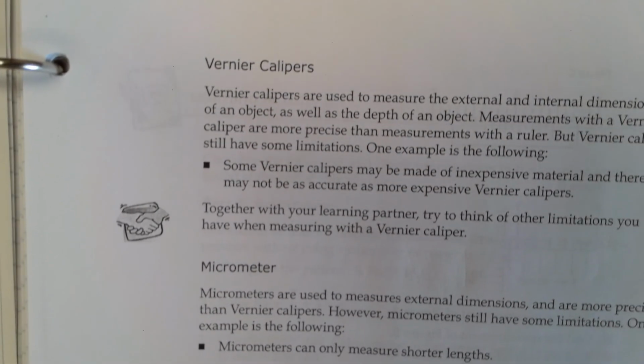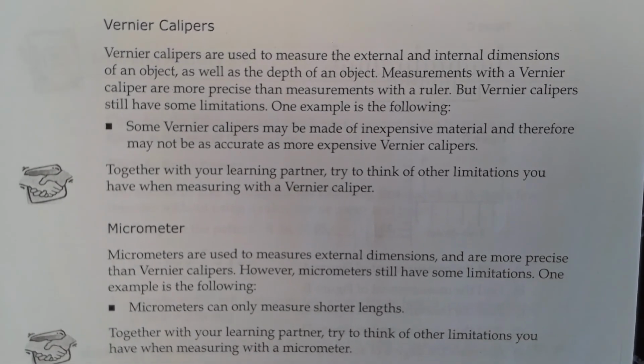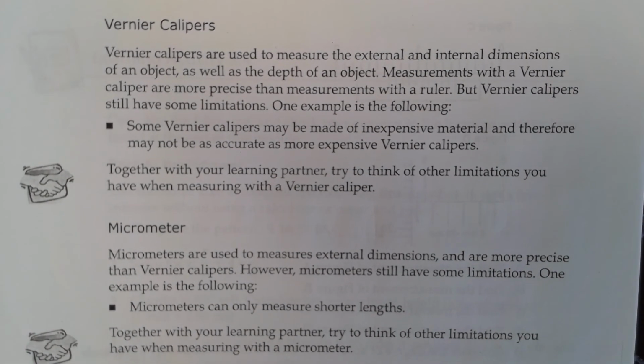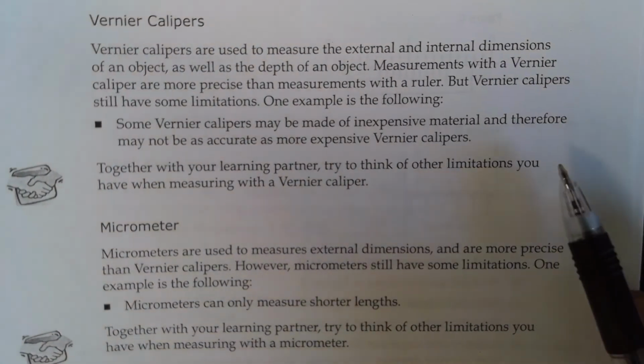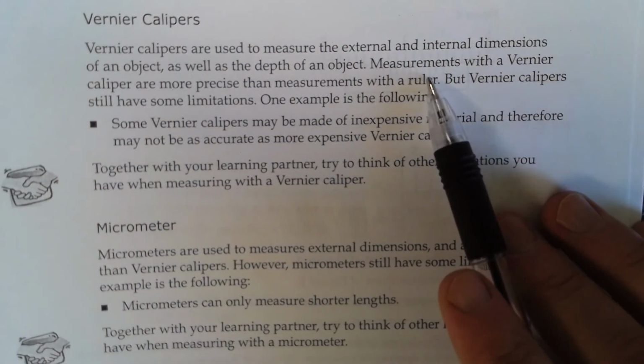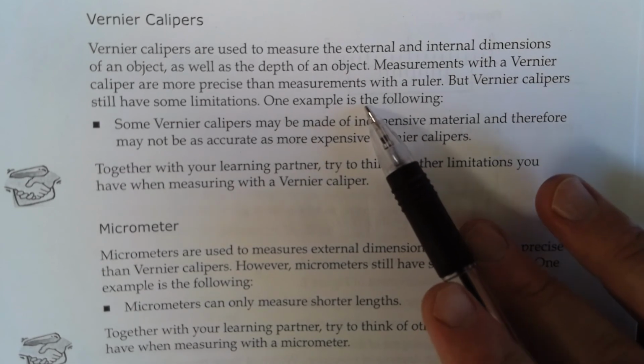Moving over to the vernier caliper, they are used to measure the external and internal dimensions of an object, as well as the depth. Now the limitation of a ruler is external. You don't really use rulers to measure internal dimensions, as well as the depth. Measurements with a vernier caliper are more precise than measurements with a ruler, but vernier calipers still have some limitations.